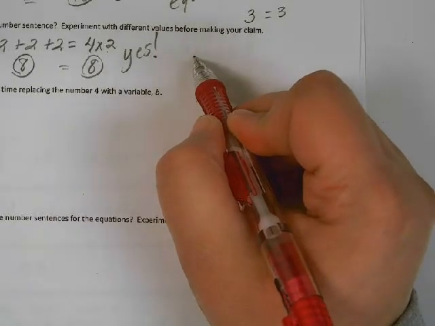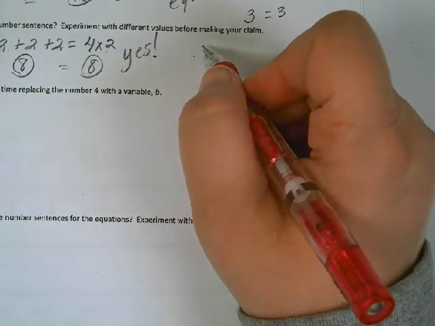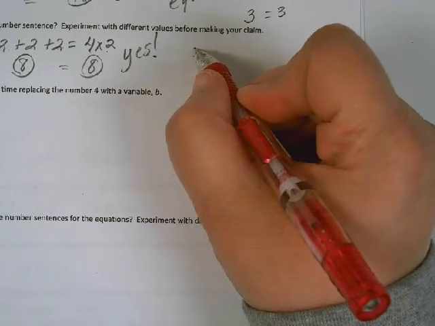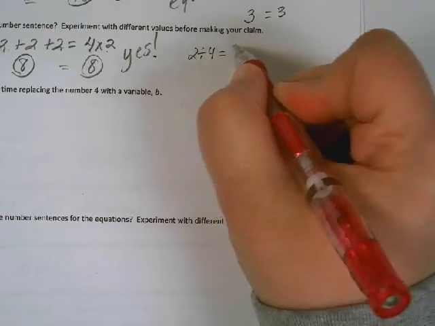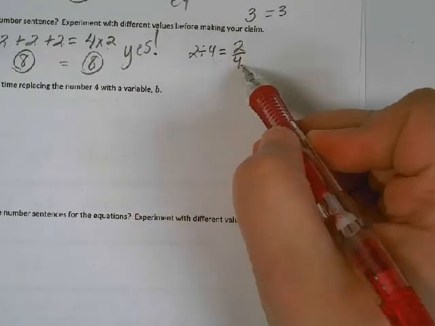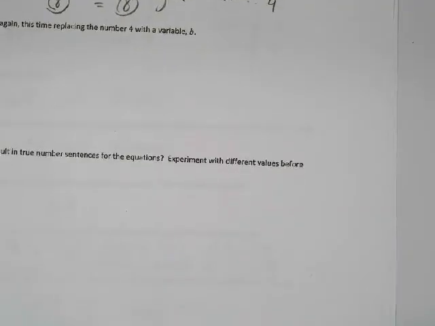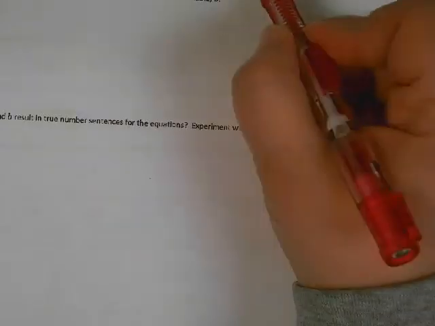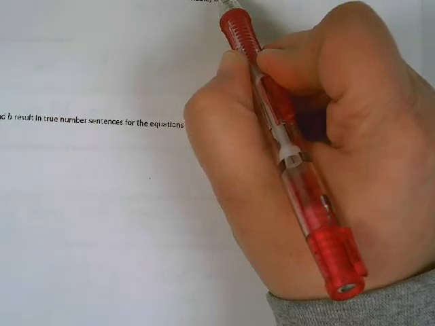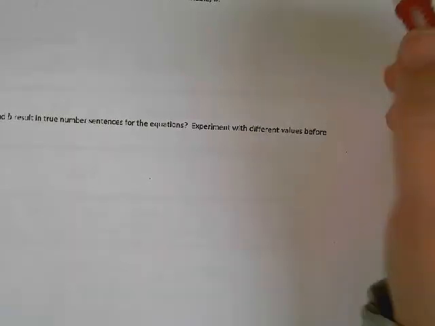Let's try this one. And this one is 2 divided by 4 is the same as 2 over 4. So if I break 2 into 4 parts, it gives me 2/4, which is the same as 1/2. So that is still yes. Because if I have 2 and I have to break it into 4 parts, that's what that is saying.